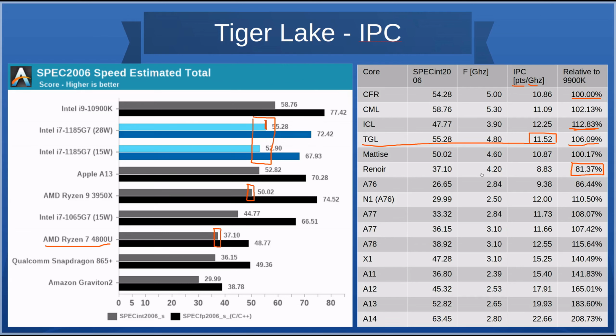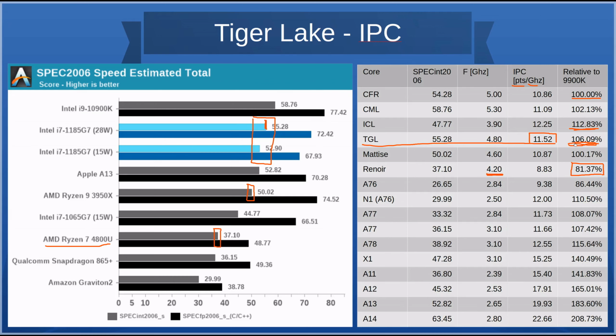I suspect that Renoir cannot run 4.2 gigahertz, even single thread, in 15 watts TDP. So it's probably running maybe 3.8 gigahertz. But anyway, even if you recalculate to 3.8 gigahertz, you will get like 90%. So yeah, Renoir has some problem with the IPC, even bigger than the Tiger Lake. And this is really bad.